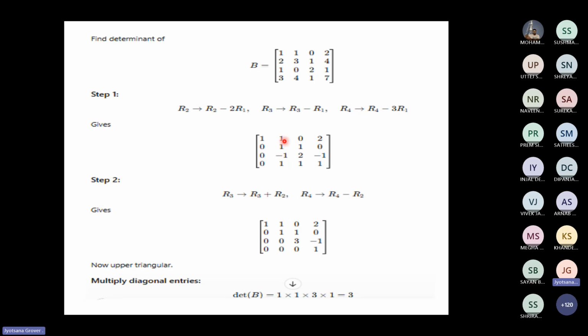Now come to row 2. The leading entry of row 2 is this. Again, the task is to convert all the entries below this leading entry to 0. That means convert this to 0, and this to 0. Here you apply the row elementary operations with respect to row 2 only. That is R3 is R3 plus R2. If you add these two, only then you get 0 here. Similarly, for R4, what should you apply to get 0? R4 is R4 minus R2. So you get this.